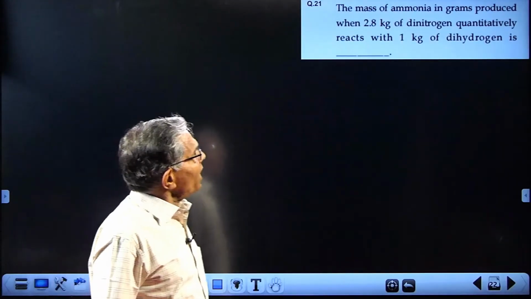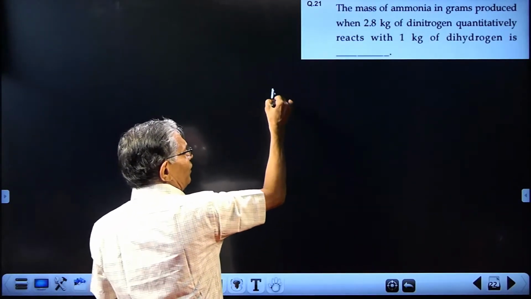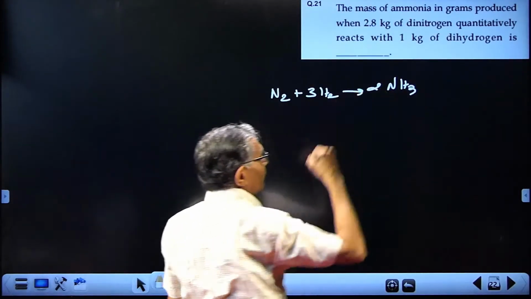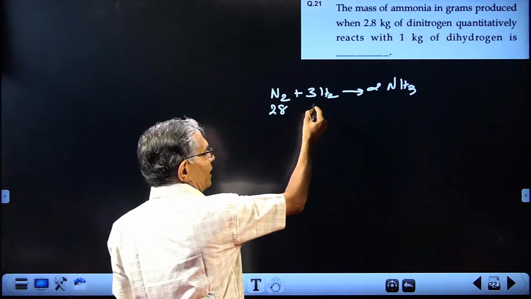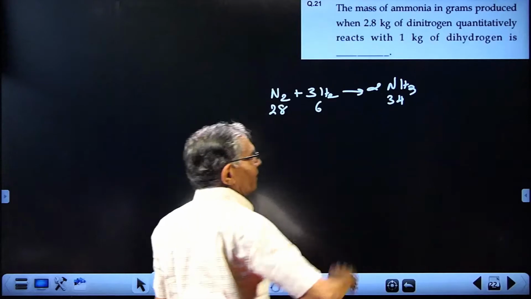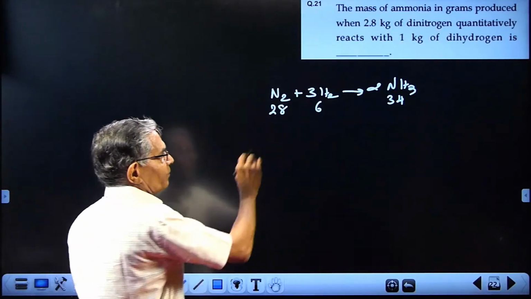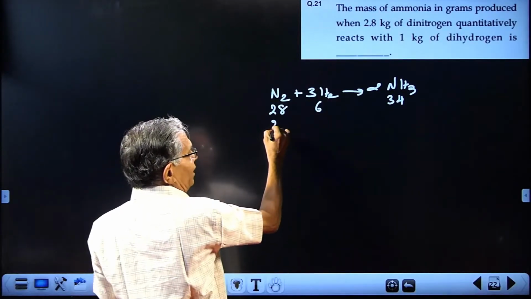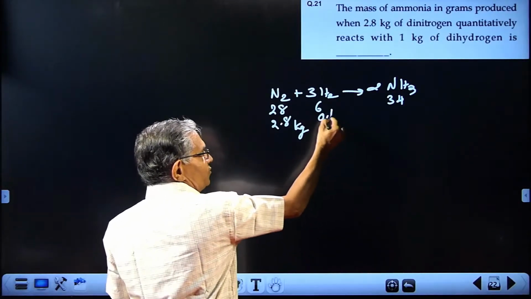Next will be mass of ammonia. So very simple question, anyway, work it out. You know, nitrogen plus 3 hydrogen can give ammonia. And as per this equation, 28 gram or kilogram nitrogen can combine with 3 into 2, 6 kilogram hydrogen, giving 2 into 17, 34 gram ammonia. 28, 6 and 34. In terms of kilogram also it is correct. But what is given is 2.8 kilogram nitrogen. So make it 2.8 kilogram here. So theoretically that requires only 0.6 kilogram hydrogen.